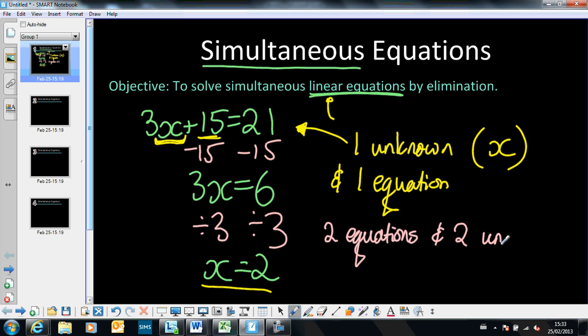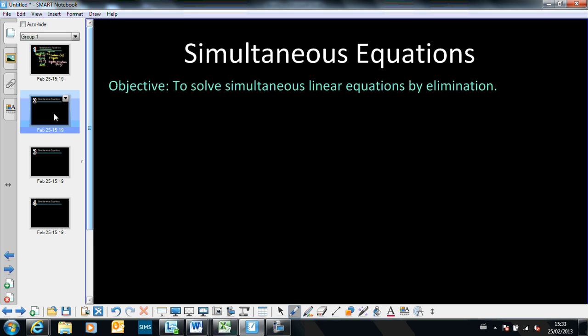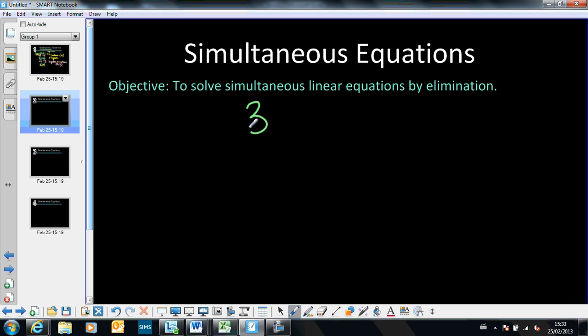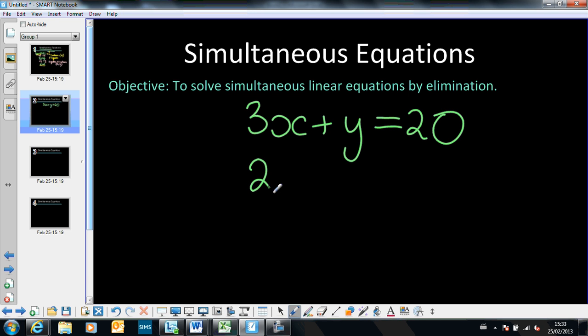Usually, though not exclusively, 2 unknowns. Usually we're going to use x and y. There could be something else, a and b, whatever. So let's have an example. Very simple example to start with. If I've got 3x plus y equals, let's say that's 20. And if I've got 2x plus y, then that's going to be 14.